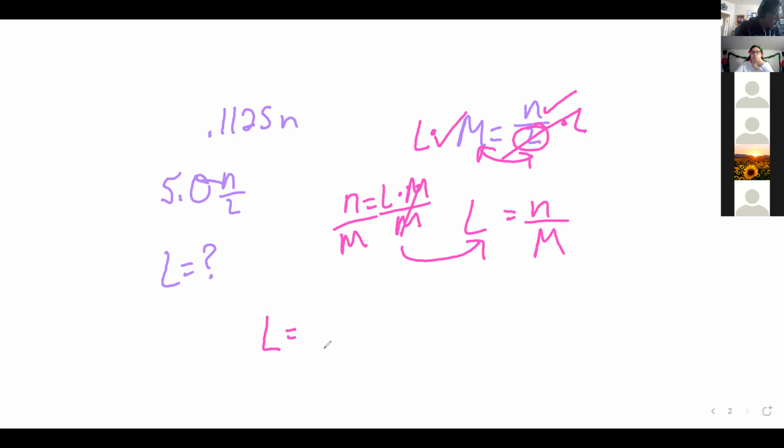What are the moles that we're working with? 0.1125 moles. Divided by what molarity are we working with? 5.0, right? Moles per liter. So that gives us a final answer of 0.0225.